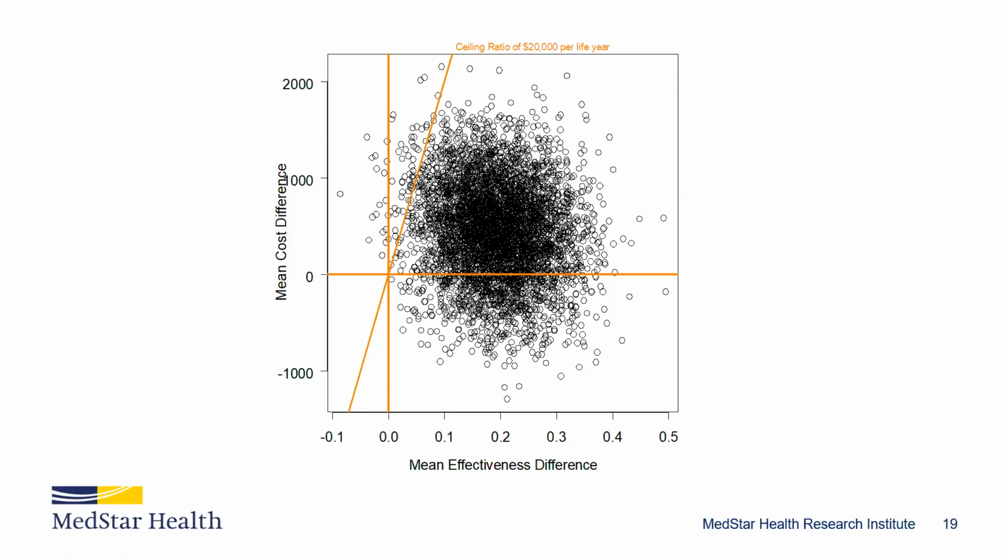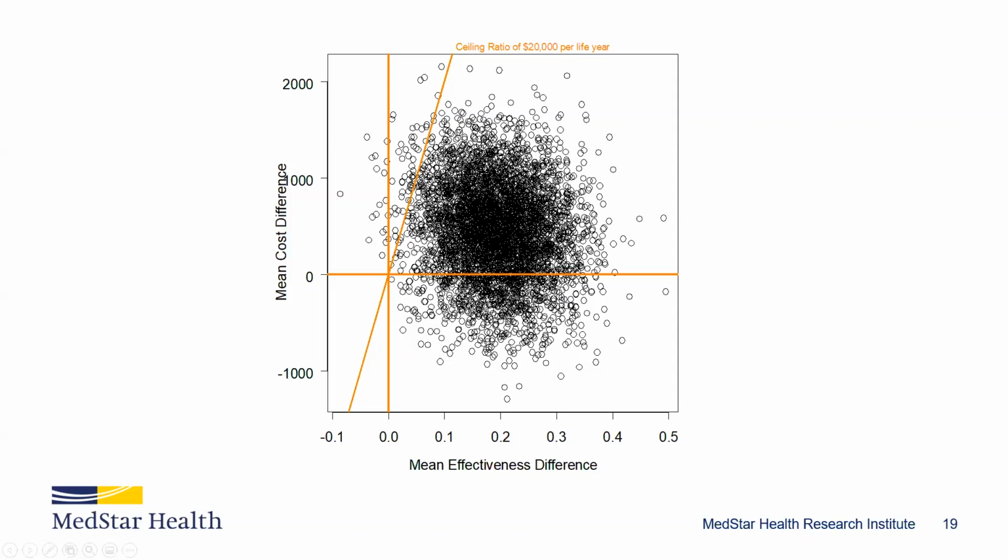And so what we plot then is this in the cost effectiveness plane. We put in the horizontal and vertical axis here so we know which quadrant we're in. And then the diagonal line here represents whatever our willingness to pay threshold was. In this case, it's $20,000 per life year gained. And so what this means is that all of the bootstrap replicates below the diagonal line here represent better results, but at higher cost, so that all of the ICERs below this are $20,000 or less.